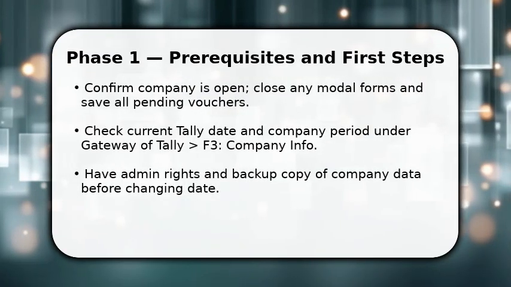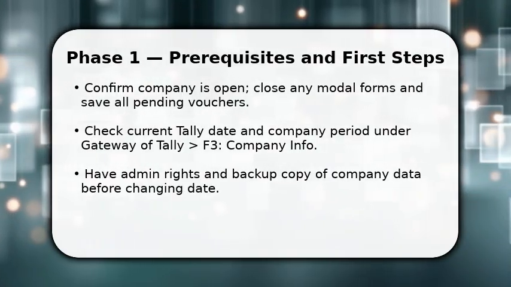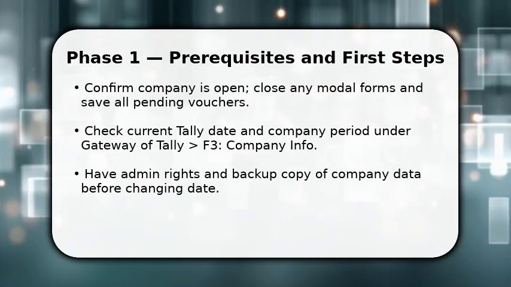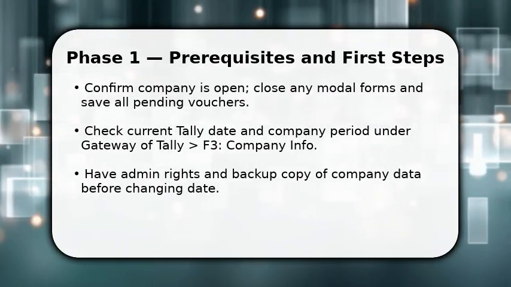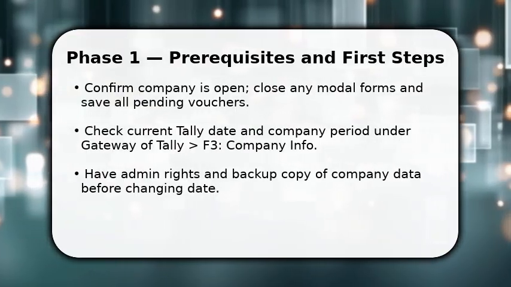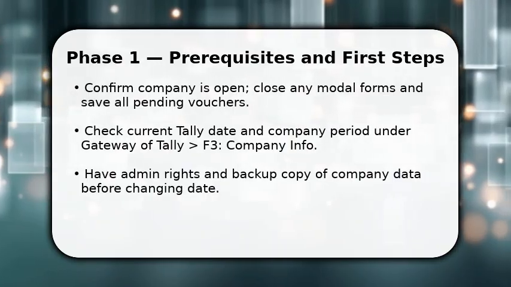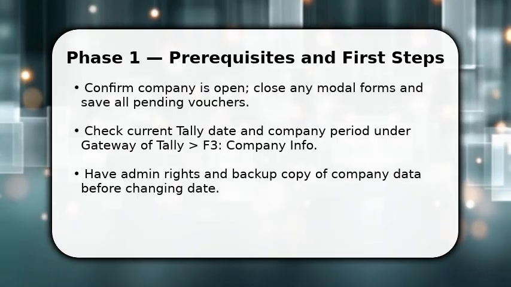You start by confirming you have admin rights and a fresh backup. This prevents data loss. Once done, close all forms and save vouchers so nothing is locked. Next, open Gateway of Tally and check the displayed current date and company period. Make sure the target date falls inside your financial year or note adjustments required.